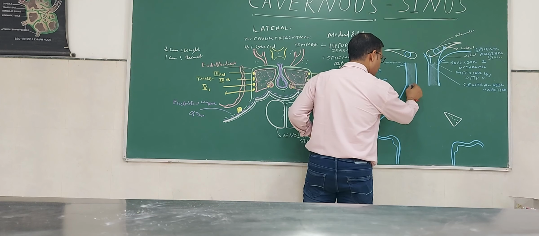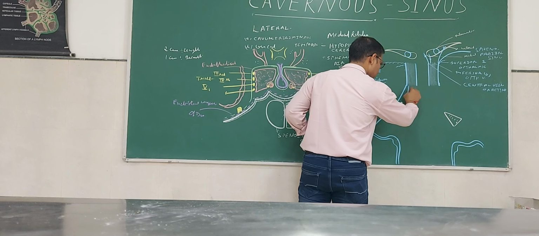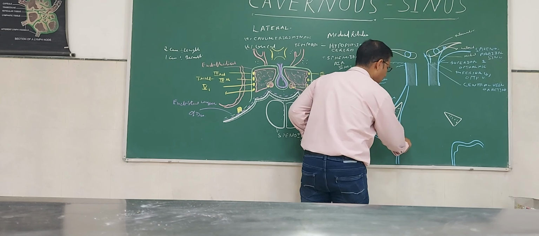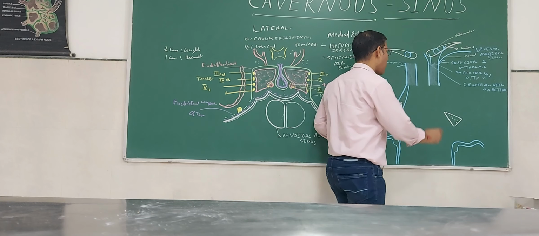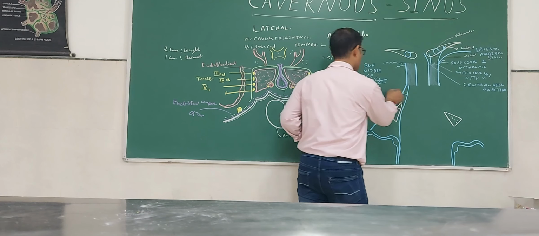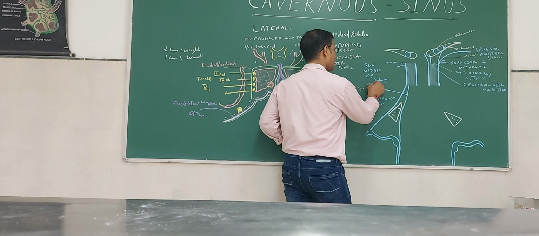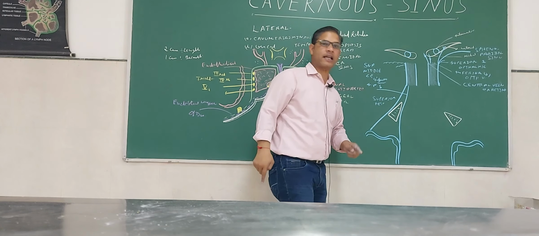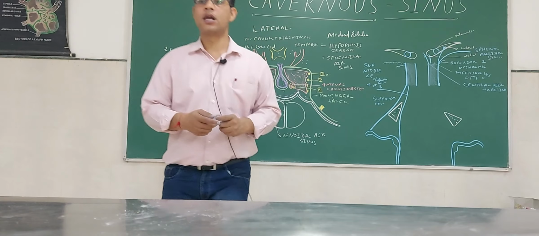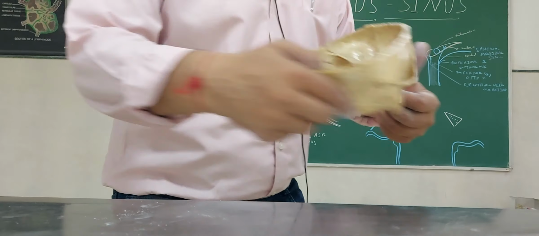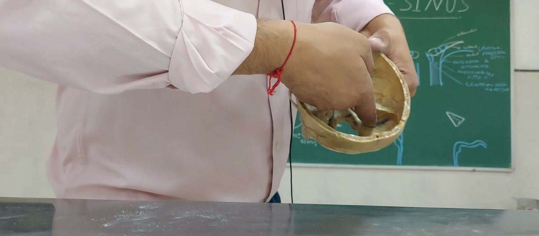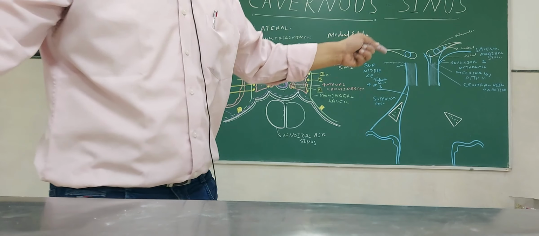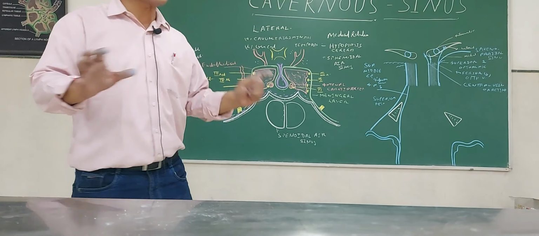Why the inferior petrosal sinus? This is opening outside the cranial cavity. In short, I am reading this one: the inferior petrosal sinus, which is opening outside the cranial cavity. This sinus is running along the inferior border of the petrous part of the temporal bone, and this is opening outside the cranial cavity. That is the specialty, that is the uniqueness.